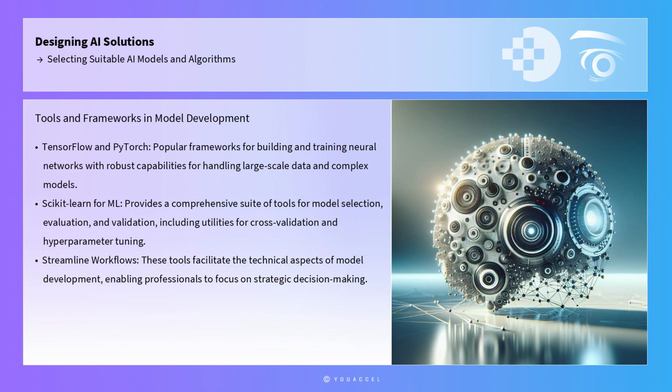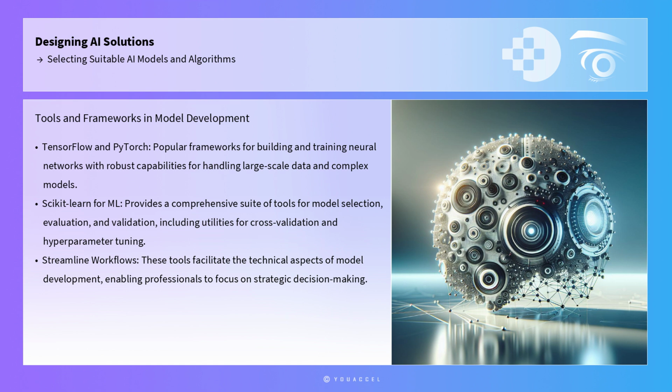Practical tools and frameworks play an essential role in model selection and implementation. TensorFlow and PyTorch, for example, are popular frameworks for building and training neural networks. They offer robust capabilities for handling large-scale data and complex models, with extensive libraries and community support.